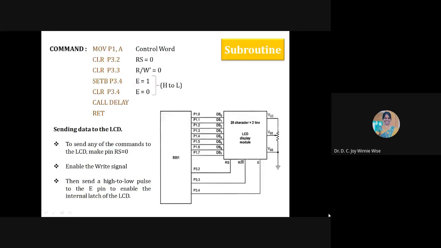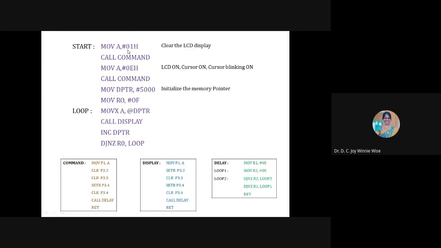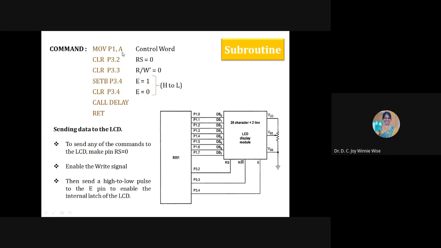Okay, so let me explain the command routine. First we have the instruction, remember, to move the data to initialize, no? After that you are calling, let me go back. Yeah, 01, and we are calling the command routine. Now this accumulator contains the value 01. That is moved to port 1. So through port 1, the data is sent out. So the data 01 will be available here.